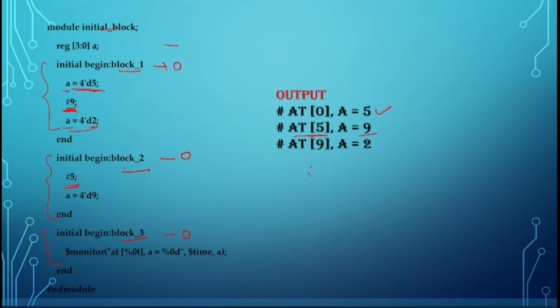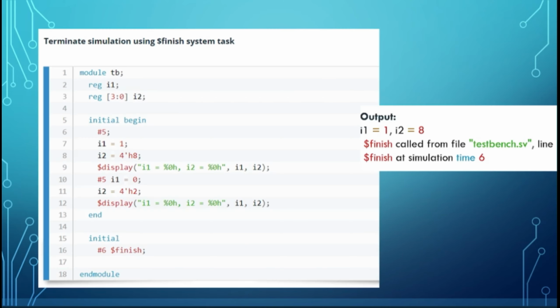Okay, and then the delay is 9, again at 9 a equal to 2 will be displayed. Got my point? So this is how the initial block will be working. Now, as I already told you, after writing some initial block, if you want to terminate or stop your particular simulation, then you can use the $finish system task. In system tasks, we have discussed four topics before: $display, $write, $strobe, and $monitor. If you didn't see that, just check over that also.